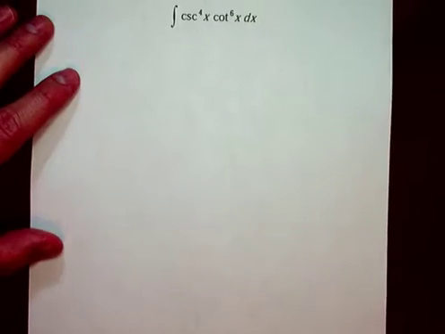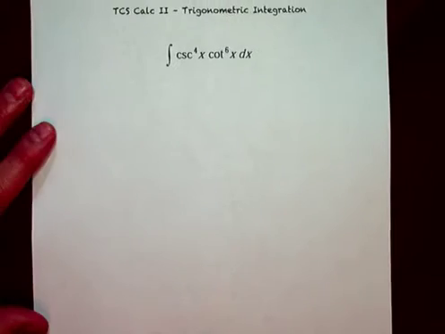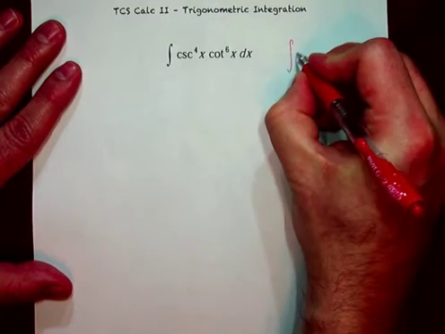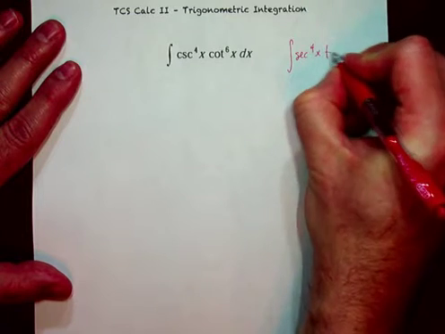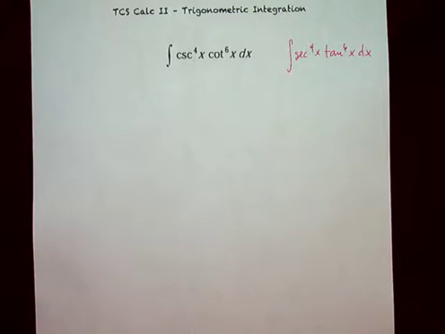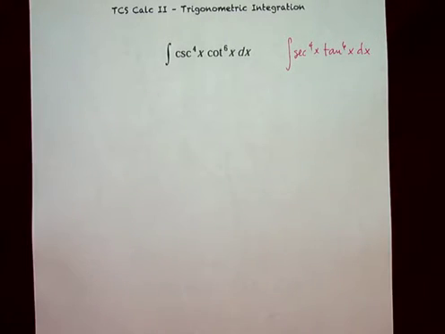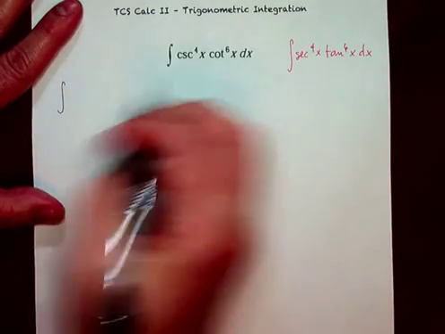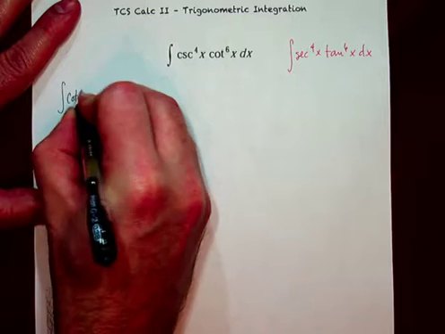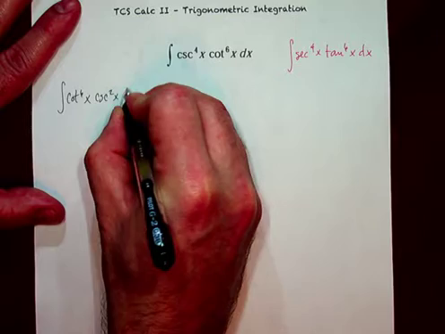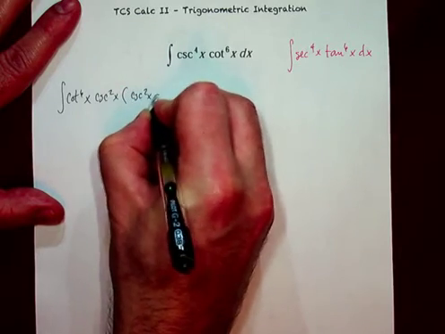All right, let's go ahead and play around with this one. Now, remember that this is going to be similar to this one, okay? And because they're both even, just like on this one, I don't want to pull out a secant tangent. What I want to do is pull out a cosecant squared. So cotangent to the 6th x times cosecant squared x times cosecant squared x dx.